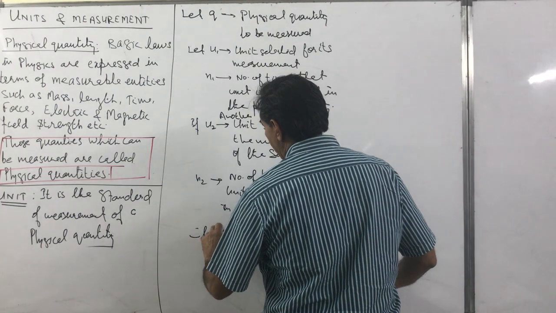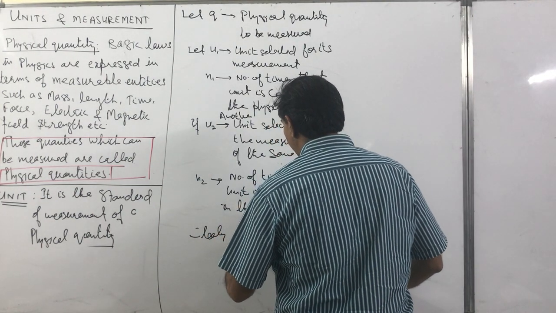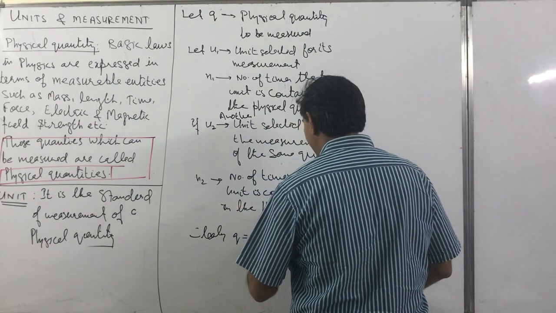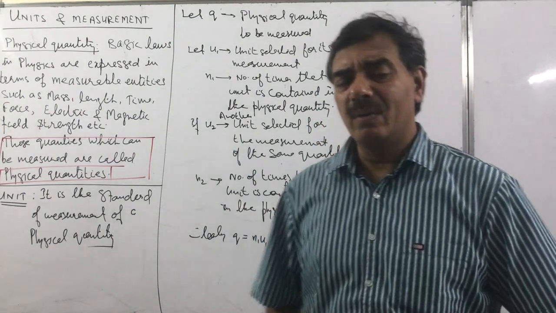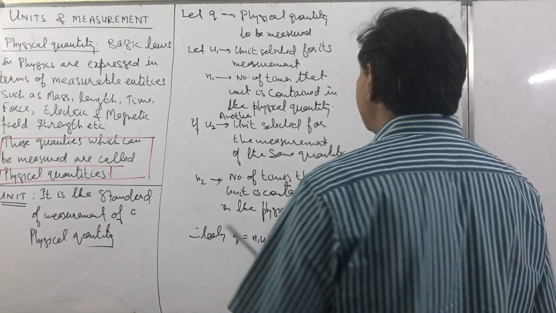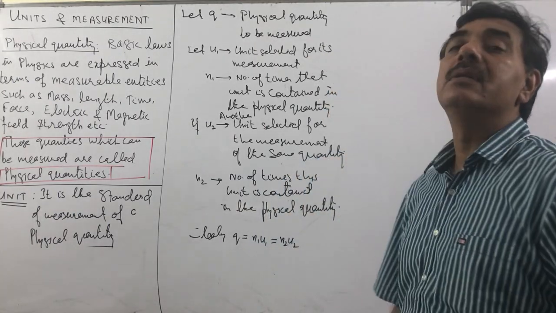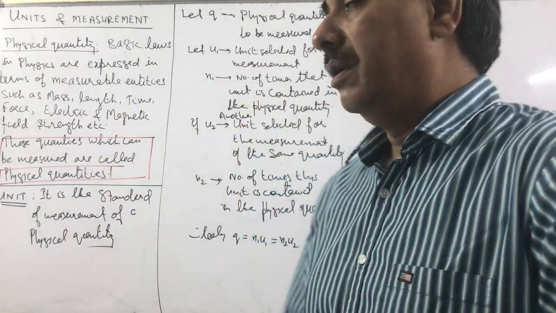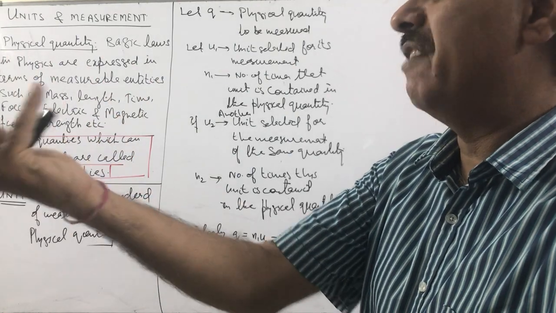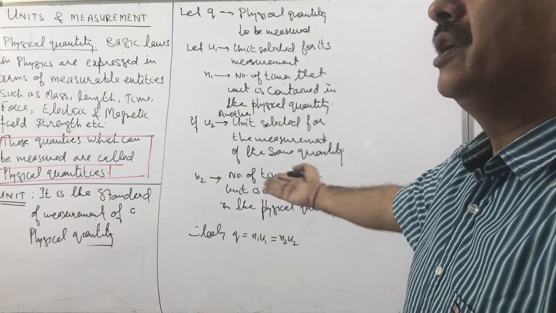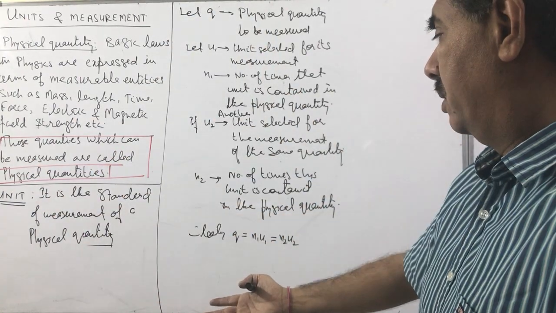Clearly, Q is equal to N1 U1 is equal to N2 U2. There's nothing to cram here. If we select the unit as U1, say meter, then the number of times that meter is contained in a room is say 5 meters. This means that 1 meter is contained 5 times.